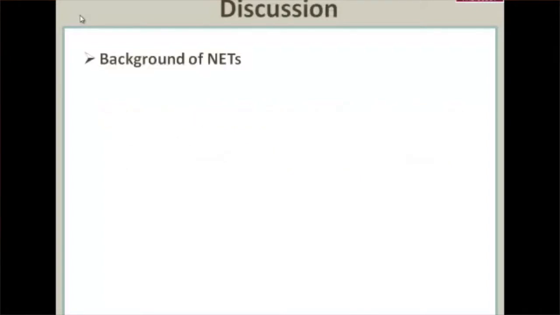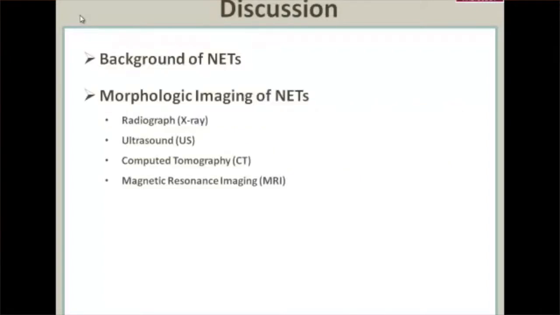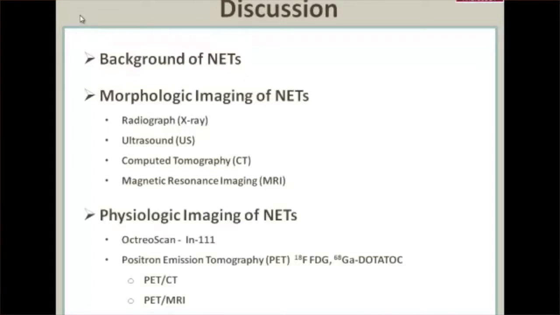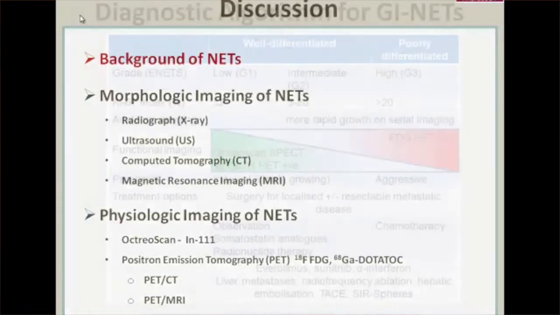So we're going to be talking about the background of NETs. Again, that's going to be brief. We're going to talk about morphologic imaging, so radiograph, ultrasound, computed tomography, which is CT, and magnetic resonance imaging, which is MRI. Again, just general background so everybody understands what pictures are being taken and perhaps why. And then the majority of the talk is going to be about the physiologic imaging of NETs. We're going to talk about octreoscan, and then we're going to talk about PET scans and some of those details. Those are the more hot topics, if you will, as it pertains to this. So away we go with the backgrounds.